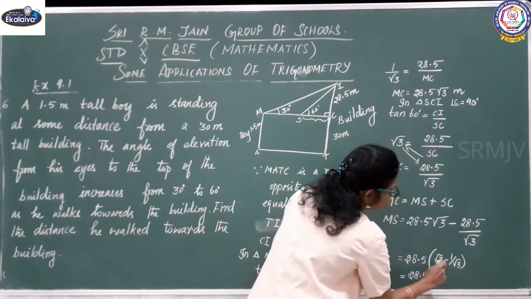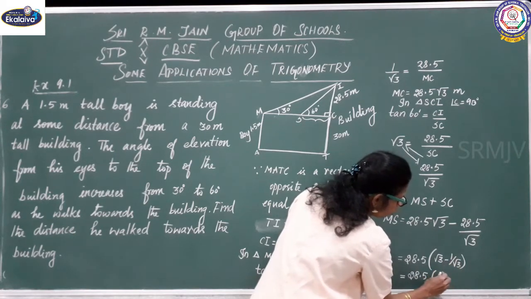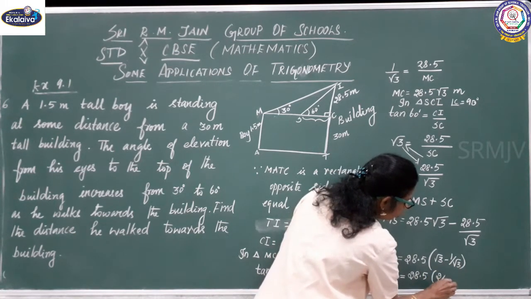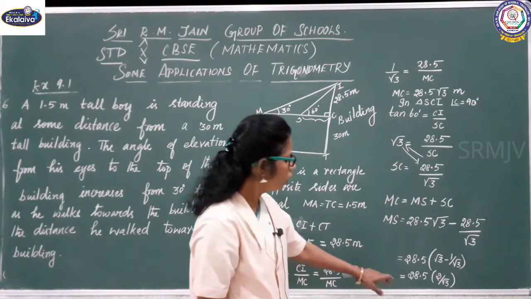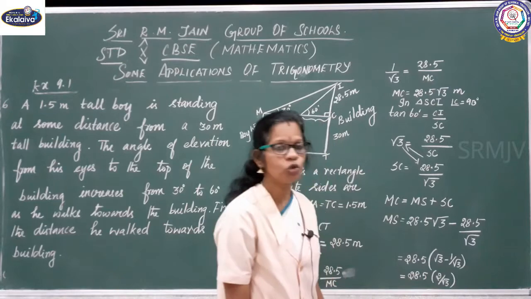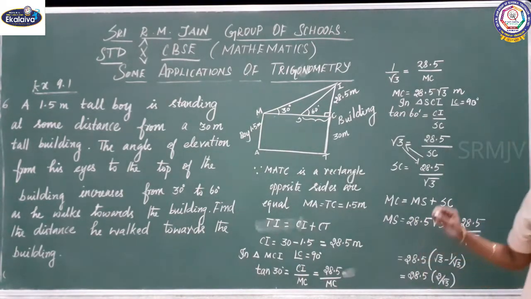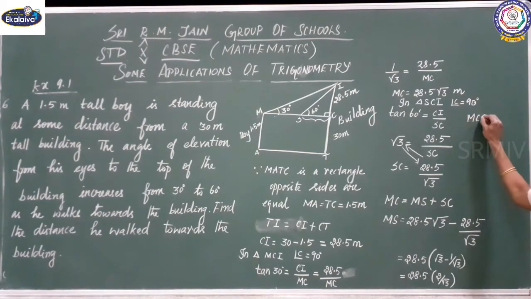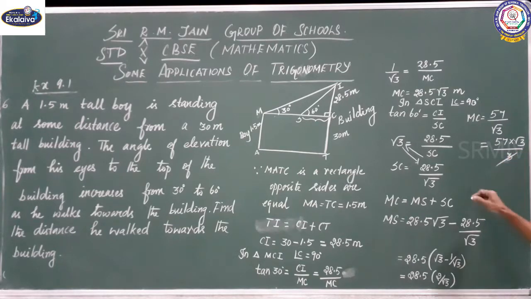Which is equal to 28.5 times, root 3 into root 3 is 3, 3 minus 1 is 2, so 2 divided by root 3. Then you have to multiply 28.5 into 2, that is 57, right? So MS equal to 57 divided by root 3. Again you want to rationalize the denominator. So 57 into root 3 divided by 3, 3 into 19 is 57, right? So which is equal to 19 root 3 meter.